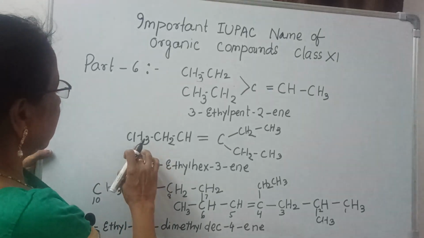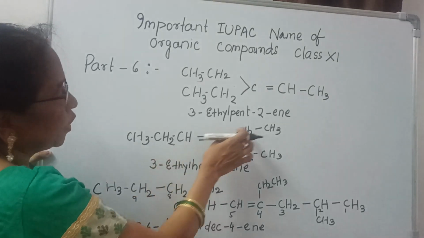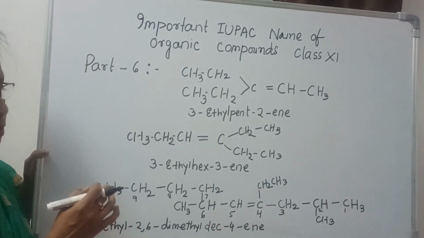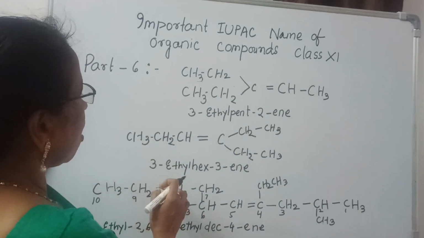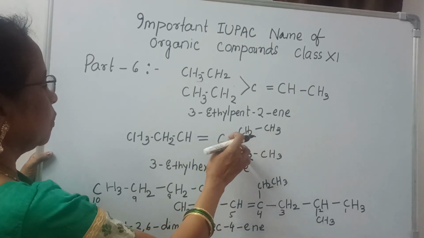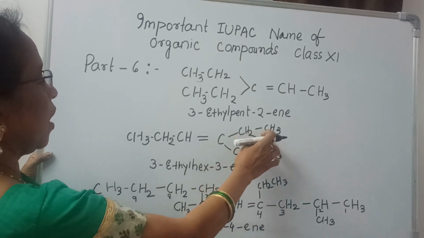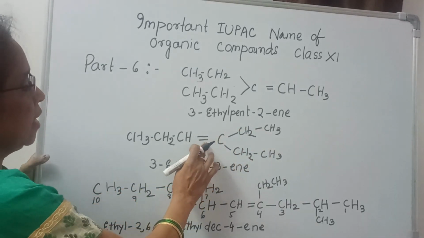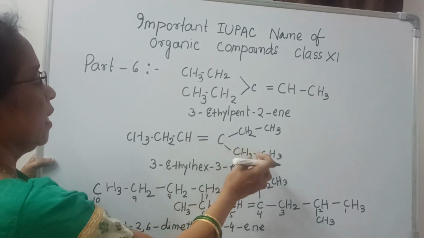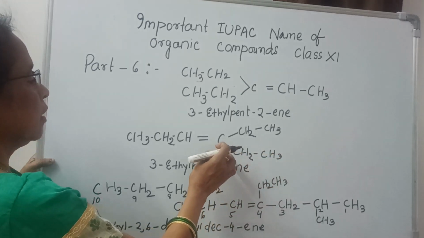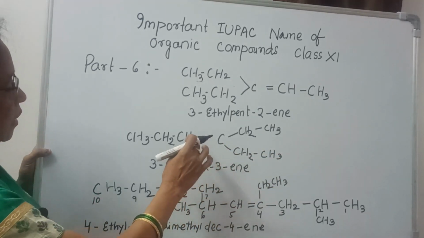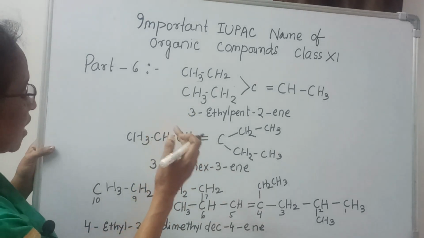Then come to the other name. See, this is the longest chain. You can continue on this side or you can continue on this side. Which side is correct? Now you can observe 1 2 3, after 3 there is a double bond. Here also 1 2, after 2 there is 3 and there is a double bond. Then we count which side.